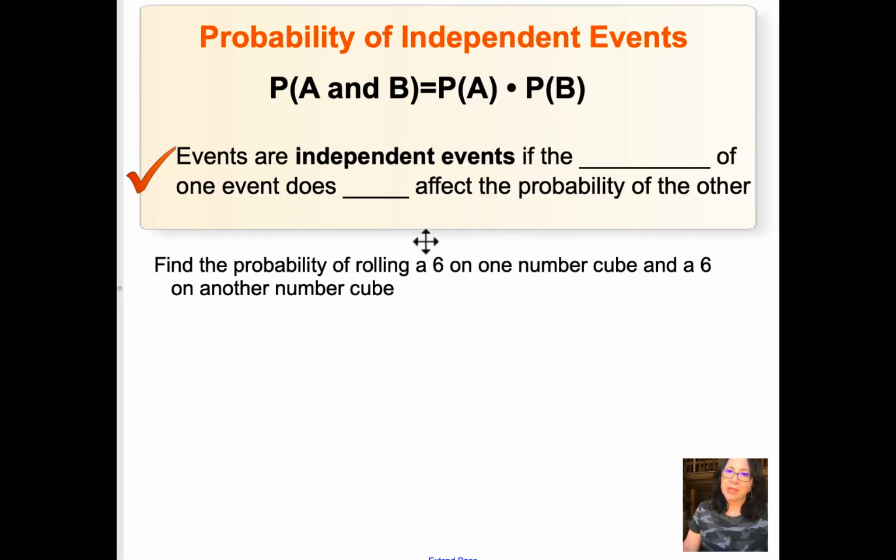So probability of independent events, right? The events are independent. One event does not affect the other. So basically you're saying these are independent of each other. Okay, so the probability of rolling a 6 on one of the dice is 1/6. And then a 6 on the other die is also 1 out of 6. So that just makes 1 out of 36 chances. And so that's how you would show an independent event. Each one of these events is separate.